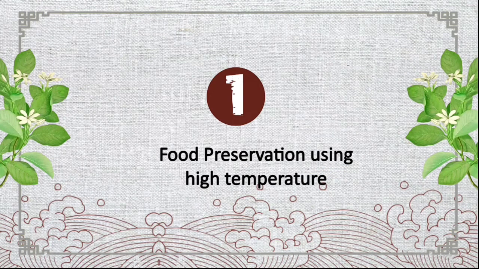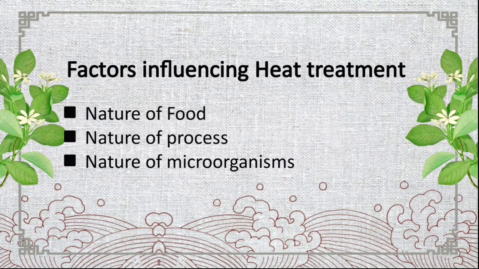First one, food preservation using high temperature. There are some factors that influence the heat treatment during preservation of food. The first factor is nature of food, meaning composition of food, or we can say the amount of carbohydrate, proteins and lipid present in the food, or solute content, moisture content, pH or antimicrobial contents also affect the heat treatment. Generally, carbohydrate, protein and lipid provide protection to microorganisms against heat.